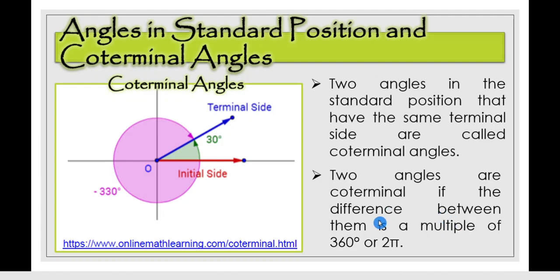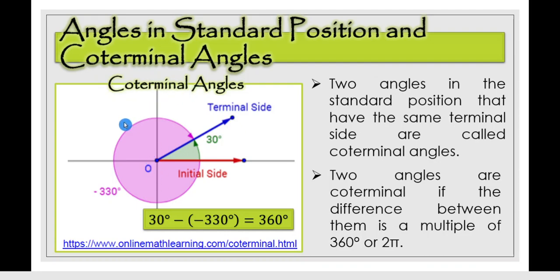So, two angles are coterminal. Masasabi natin coterminal sila kapag yung difference nilang dalawa is a multiple of 360 degrees kapag nasa degree measure. 2 pi naman, multiple ng 2 pi kapag nasa radian measure. So, let's have this as our example. So, 30 degrees, sabi difference, so we have to subtract minus negative 330 degrees, that would be 360 degrees. And 360 degrees is a multiple of 360 degrees. Therefore, they are really coterminal angles.